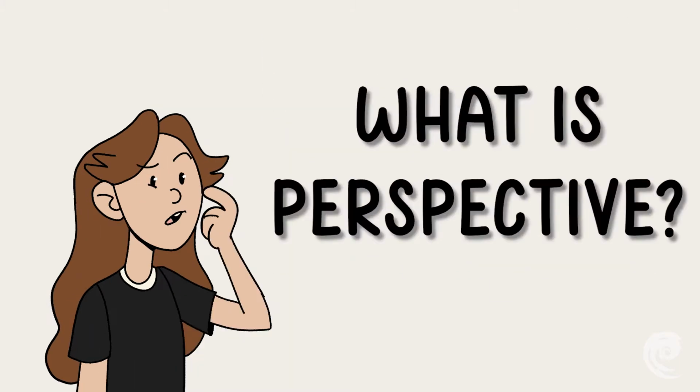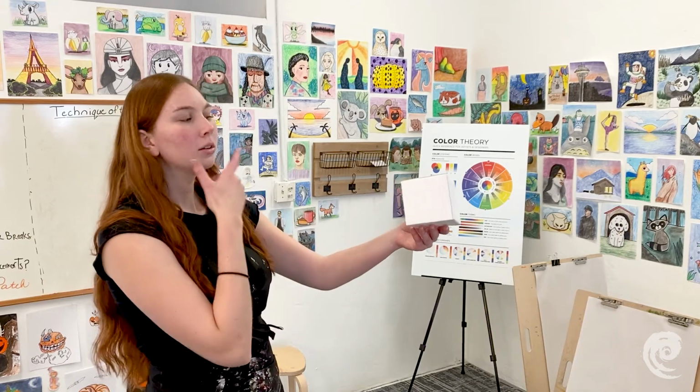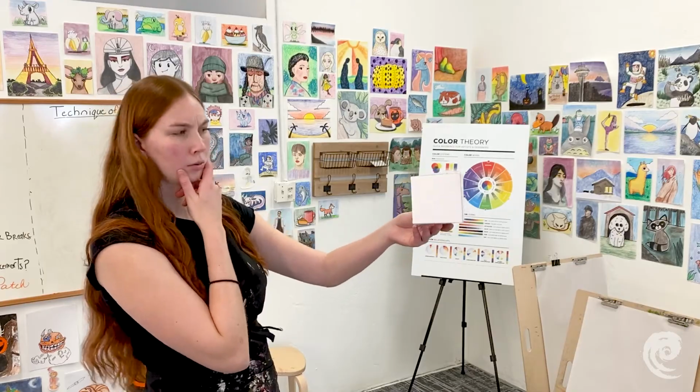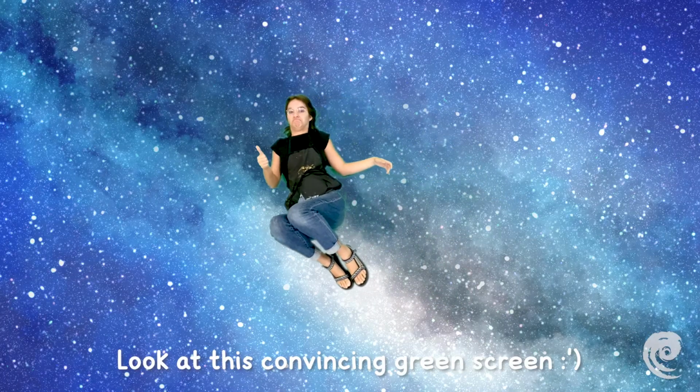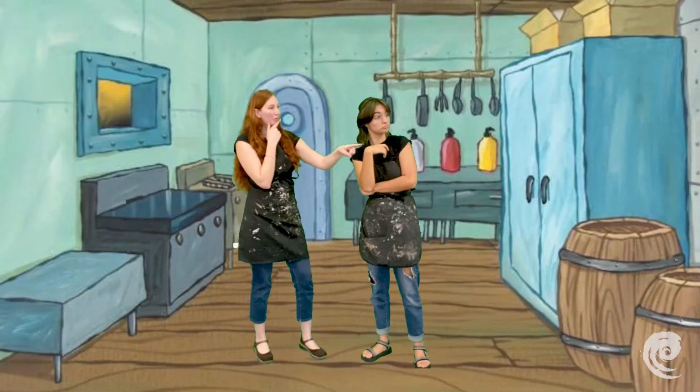So first off, what is perspective? Let's give you a simple definition. Perspective is how you see an object in a three-dimensional space. And no, not outer space, but space like a room, your backyard, or even your favorite TV show.